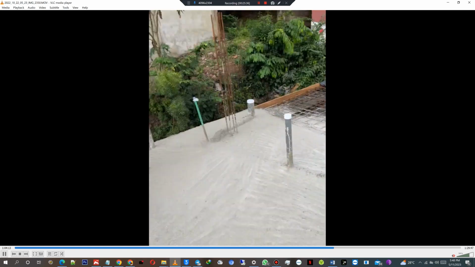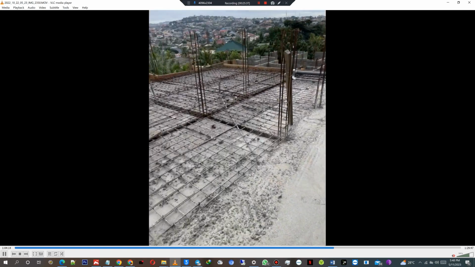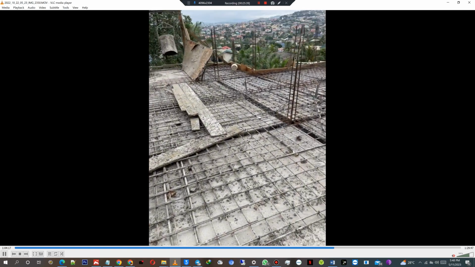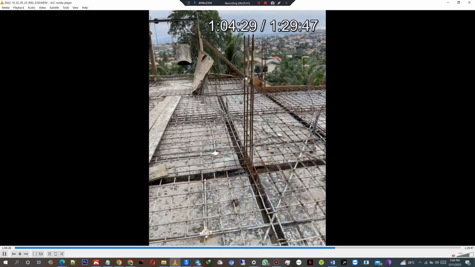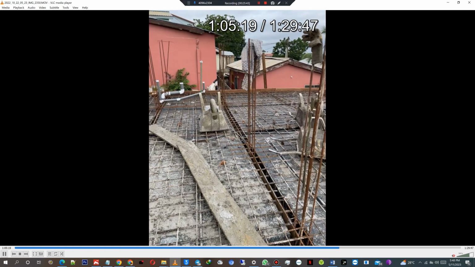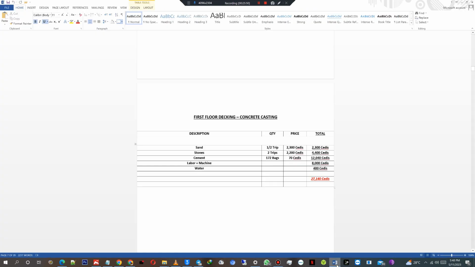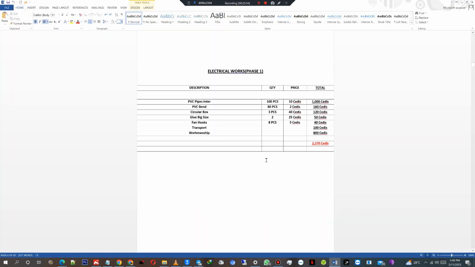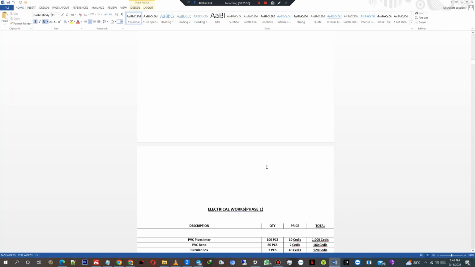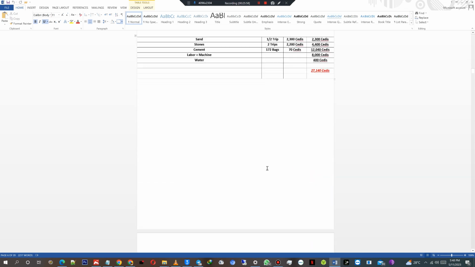Like that. This is the first day, day one of casting. They did more than a quarter. So we completed it, and the entire cost of the casting was 27,114 Ghana cedis. Okay, so this was how the casting also went through.